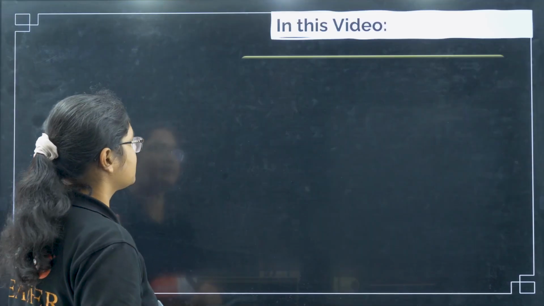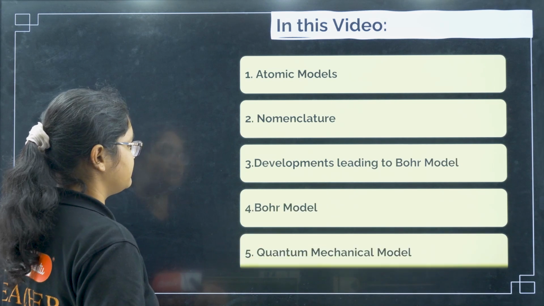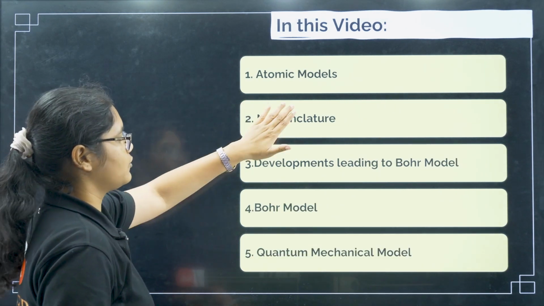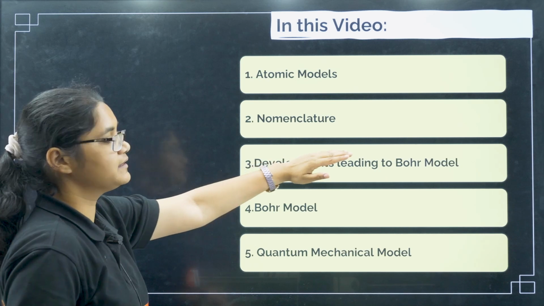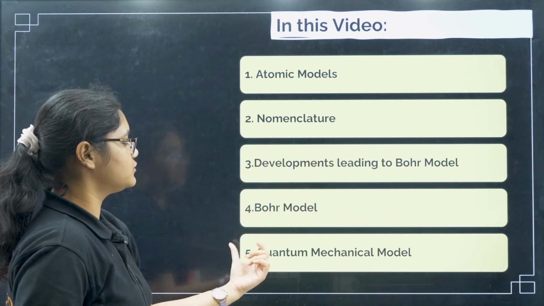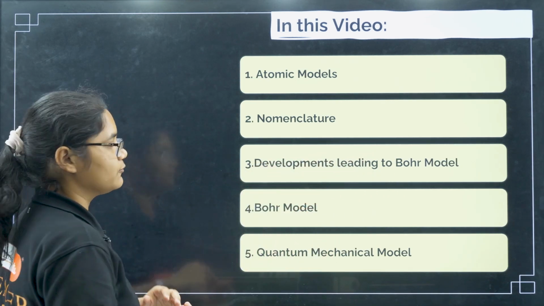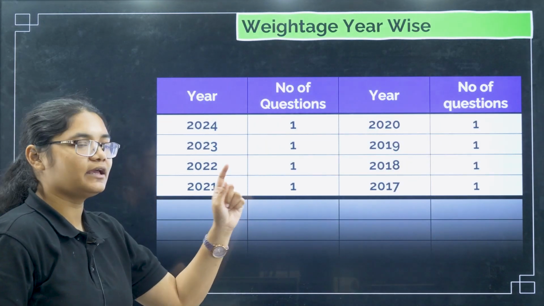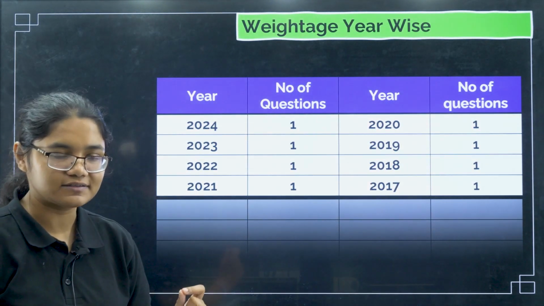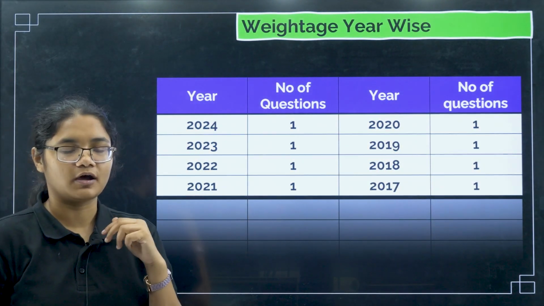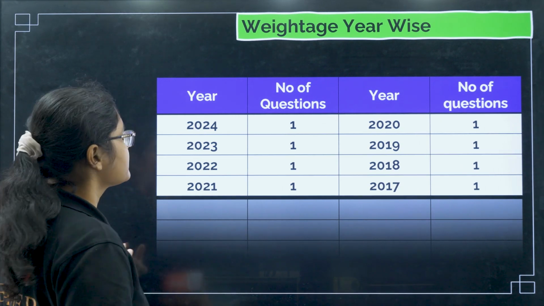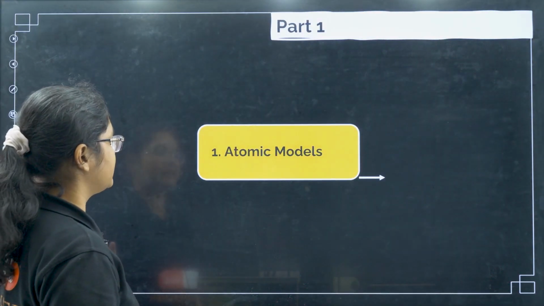So what all things we'll be covering in today's class? Quickly we will see the atomic models, developments leading to Bohr's model, then Bohr's model and the quantum mechanical model. Weightage wise, you can see every year consistently one question has been asked, and this question is either from Bohr's theory or from quantum numbers. First we will see today atomic models.